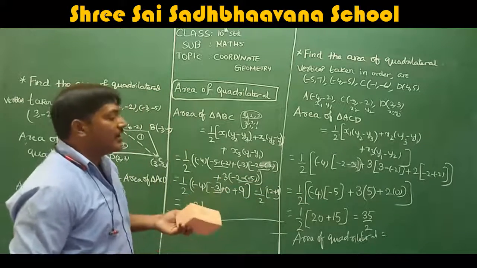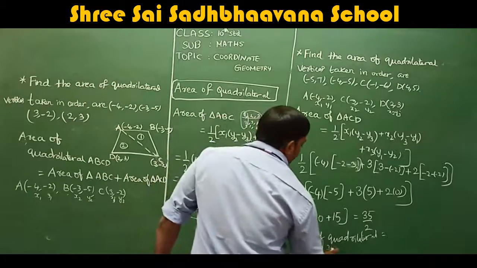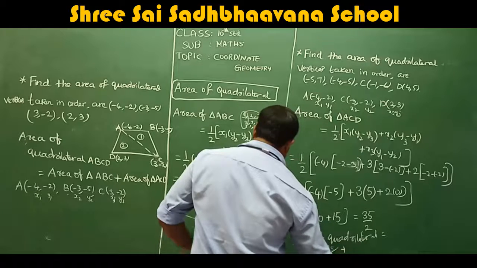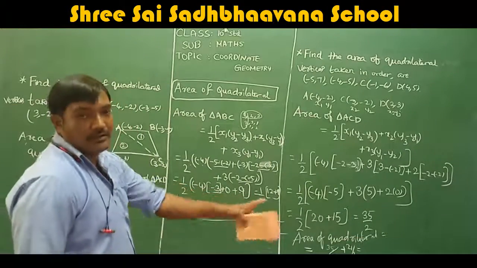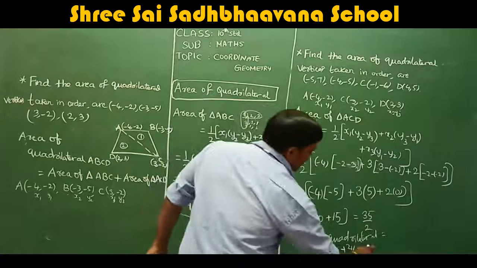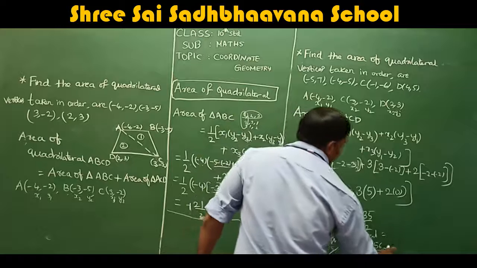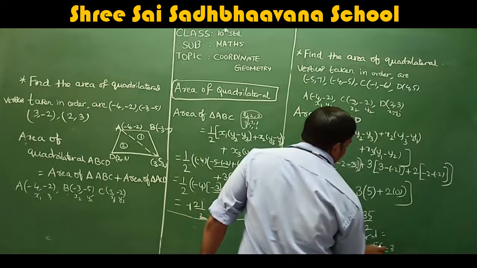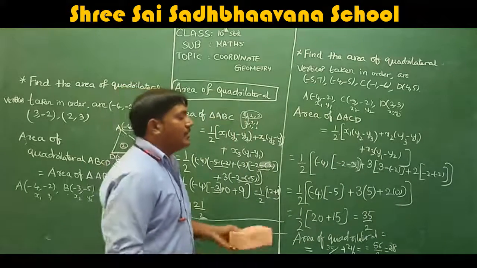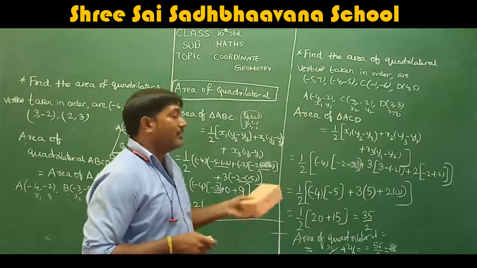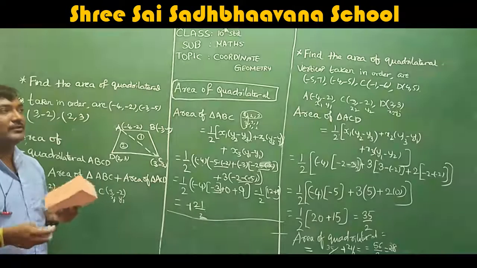So we have to find the area of the quadrilateral. Very simple. I'll just do it here itself. Area of quadrilateral is equal to 35 by 2 plus 21 by 2, because it is area of triangle ABC plus area of triangle ACD. So both you add, you will get 56 by 2, correct? 56 by 2: 2 3s are 6, 2 2s are 4, and 18 will be remaining, 2 8s. So 28 will be the answer. So 28 square units is the area of the quadrilateral given.